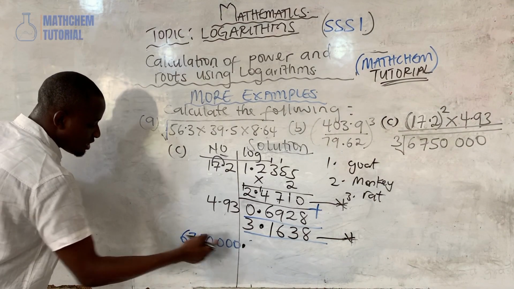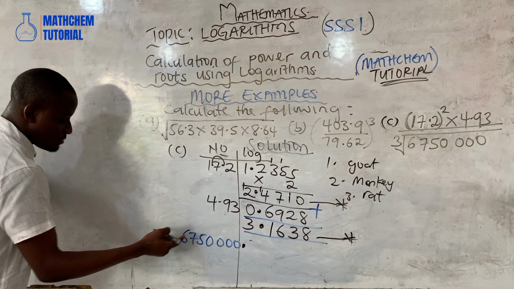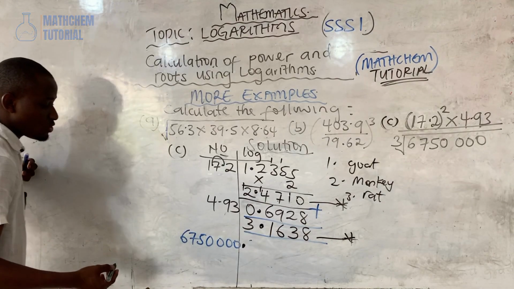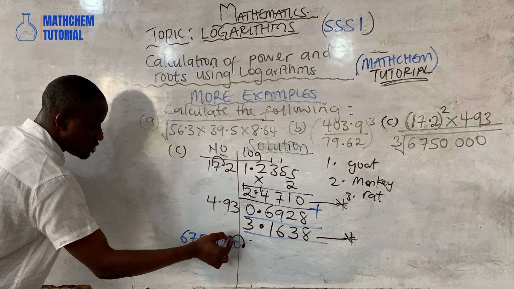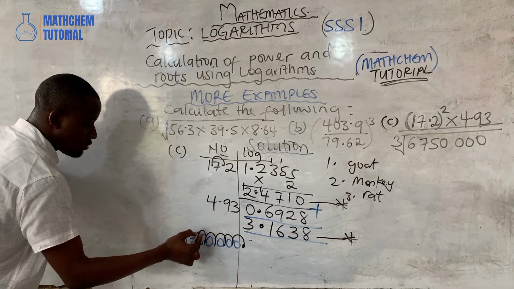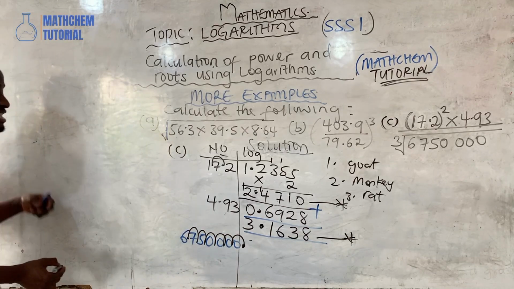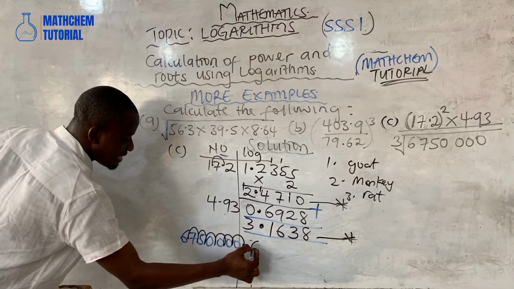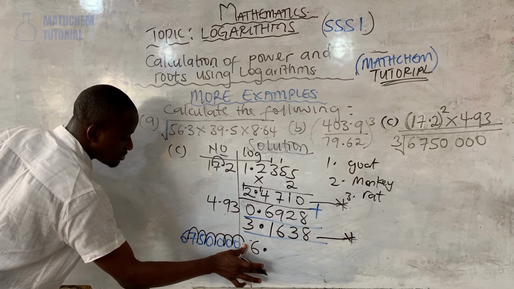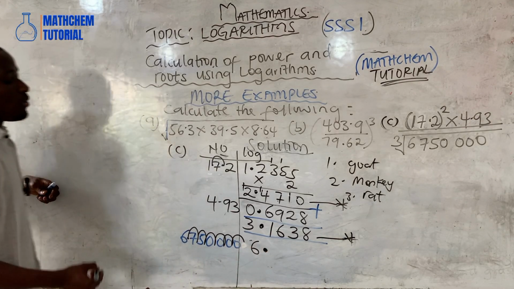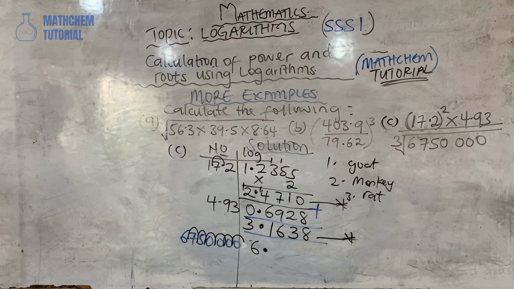So this decimal point must be at this junction. It must be here. So let's see how many times you are going to carry it. That's going to be 1, 2, 3, 4, 5, 6. You are carrying it 6 times. So I will just come here and write 6 points. Let me clean this to avoid confusion.